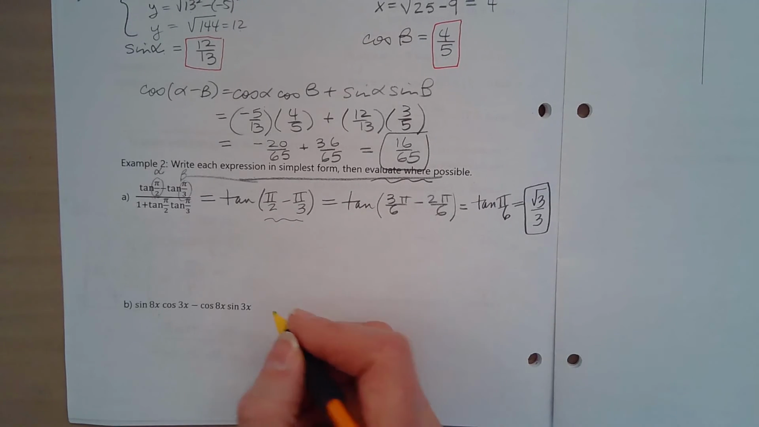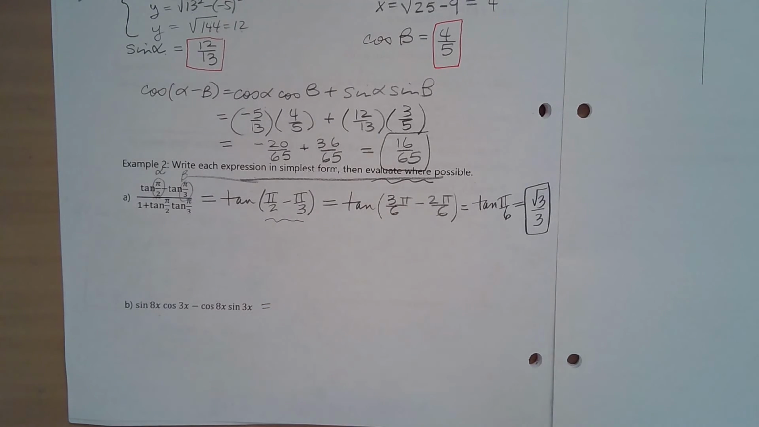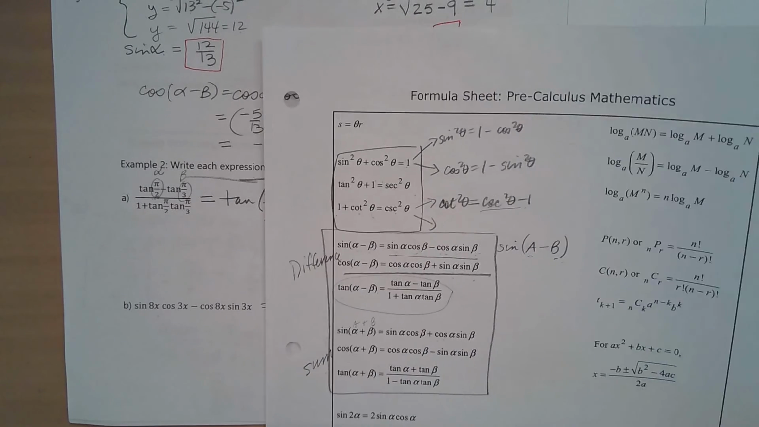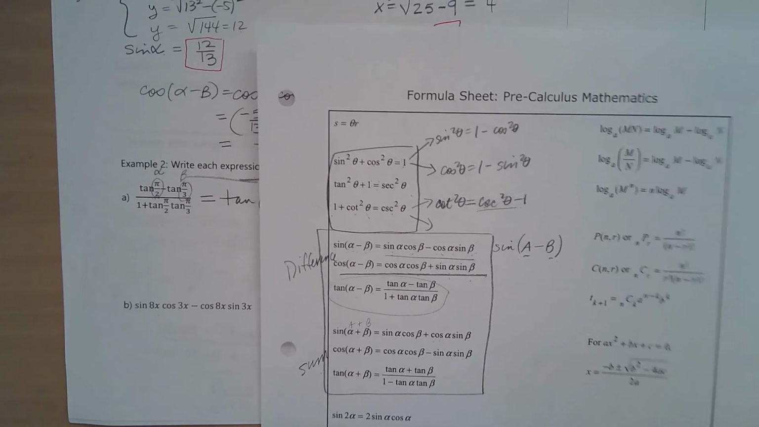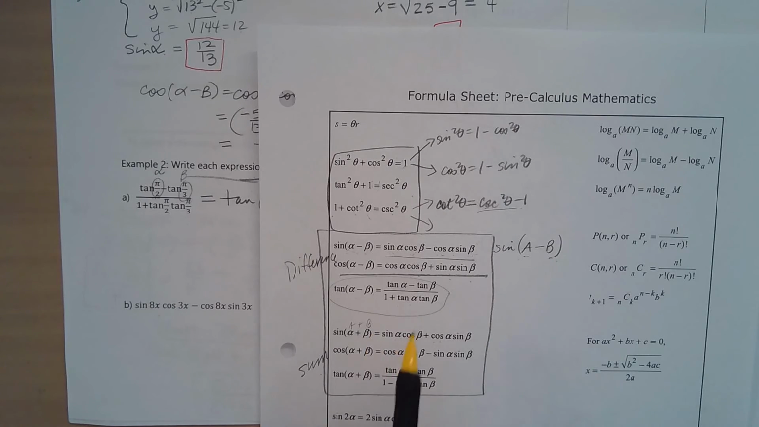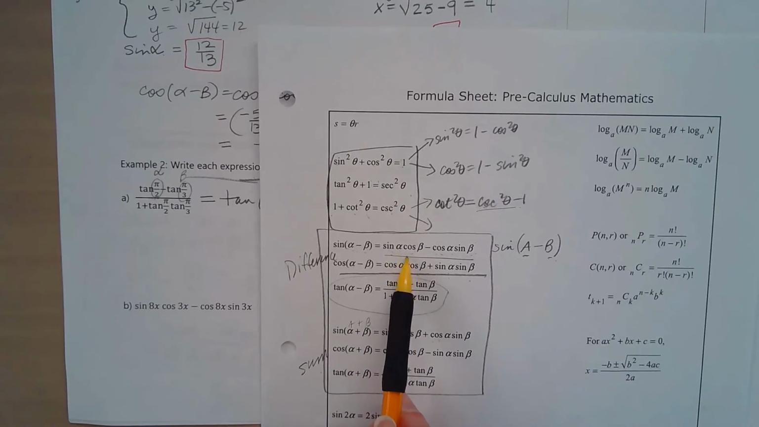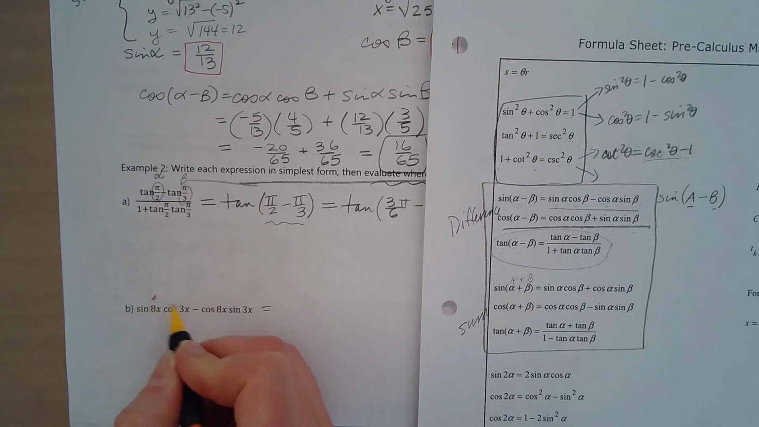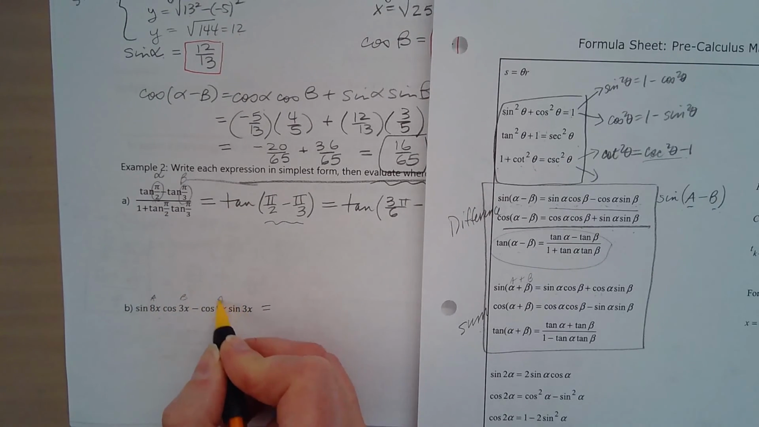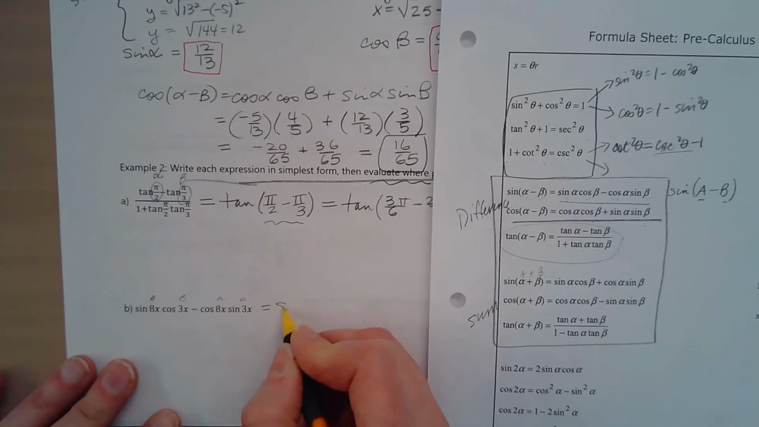Okay, what about this one? Sine 8x cos 3x minus cos 8x sine 3x. Could you simplify that at all using identities? What pattern is this one? This one? Yeah, I think so too. It's the sine subtract, right? This is A, whoops, and B. A and B, okay. So this is the sine subtract.